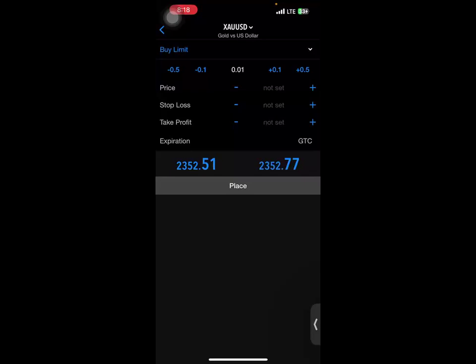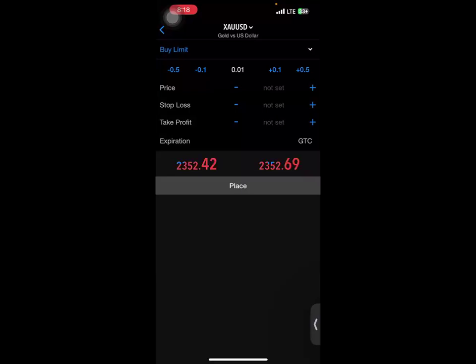So for a buy limit, your entry price is always going to be lower than your current price. And for a sell limit, your entry price is always going to be higher than your current price. For a sell, your entry price is going to be higher than your current price. For a buy, your entry price is going to be lower than your current price.